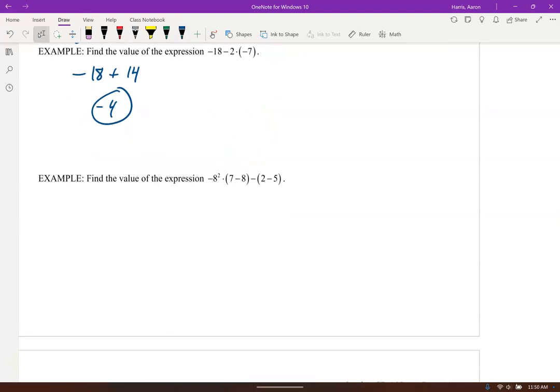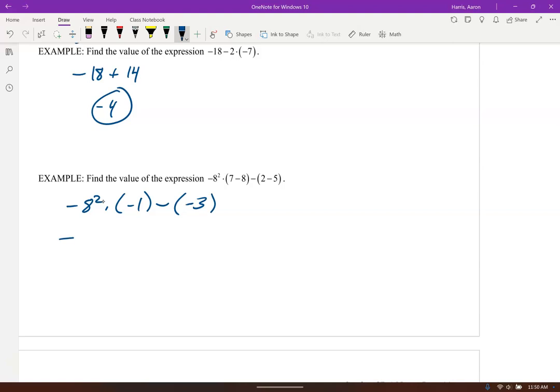All right, now here we got, notice we got parentheses. So we'll go ahead and do the parentheses first, then we'll do the exponents. So I'm going to go 7 minus 8, I got -1, minus 2 minus 5, I got -3. Now that I've done the parentheses, I'm going to do the exponents.